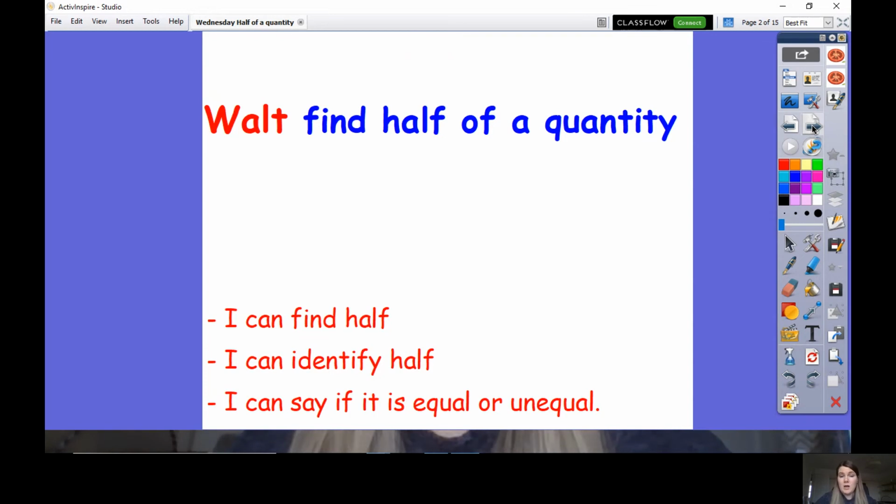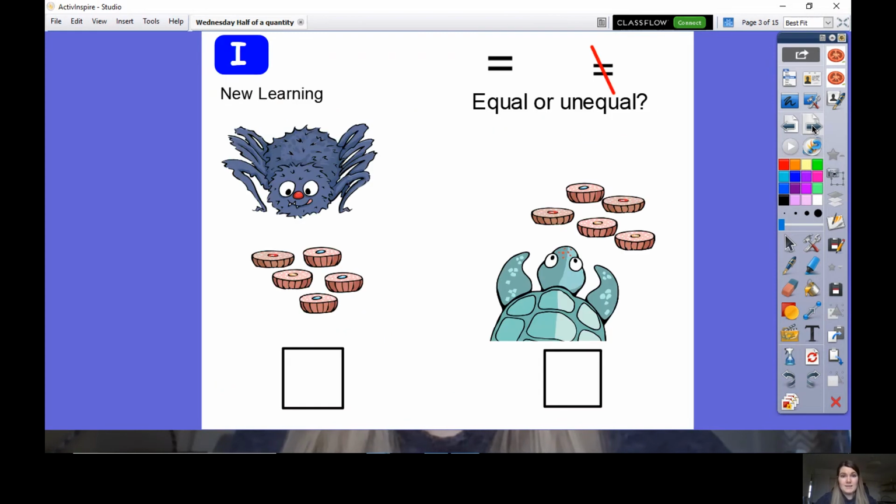So today we are going to be finding half of a quantity. So we're going to be able to find half of an amount and be able to divide it equally between 2 people. So first off, I need to decide equal or unequal. I need to understand what those things mean. If something is equal, it means it is the same. And this is a good example of equal.